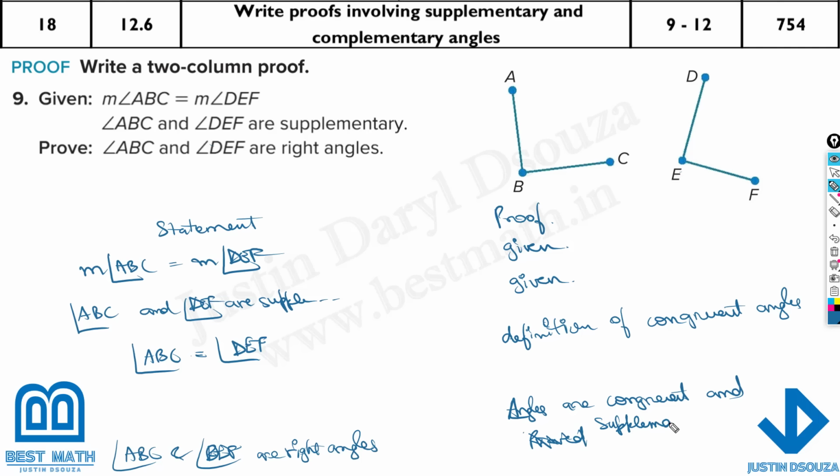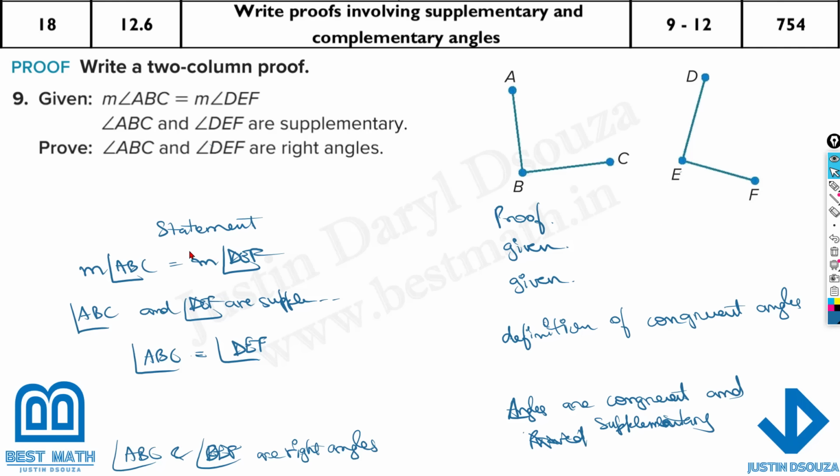Supplementary means what exactly? Supplementary means they add up to 180 degrees. So when you add ABC and DEF, that is equal to 180 degrees, and they are equal, so both of them are 90 and 90. You don't have to write this, I'm just telling you. So this is it. If you write these four statements, it's enough.